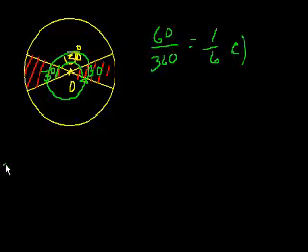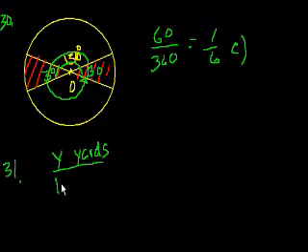Question 31. This was question 30. Question 31. If Juan takes 11 seconds to run Y yards, so Y yards for every 11 seconds, or another way you could think about it is Y over 11 yards per second. Fair enough. How many seconds will it take him to run X yards at the same rate? X yards at the same rate.